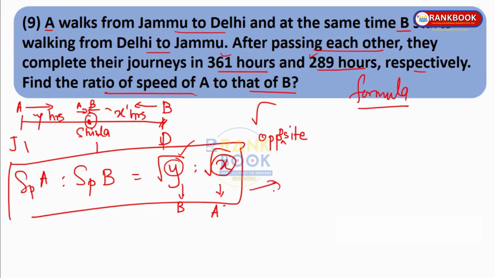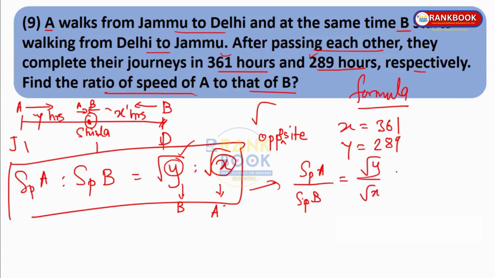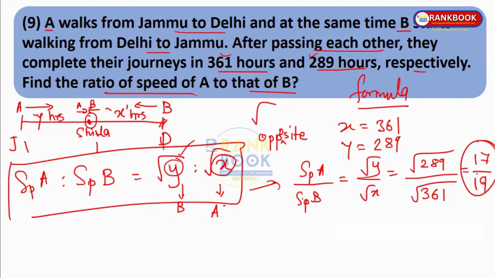So how to solve our sum using this? We know that after meeting B, A will take how much? 361 hours. So X is 361. B will take how much? 289 hours. So what is the ratio of speed of A to B? Speed of A upon speed of B is nothing but, we know, root of Y upon root of X, that is root of 289 upon root of 361. This is nothing but 17's root and this is nothing but 19's root. So the answer is 17 by 19 is the ratio of speed of A and B, right?